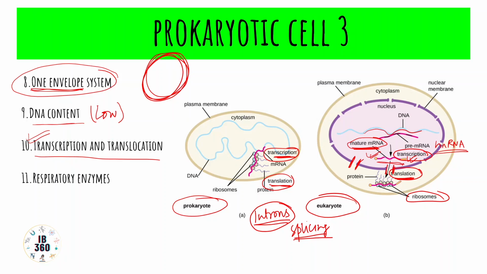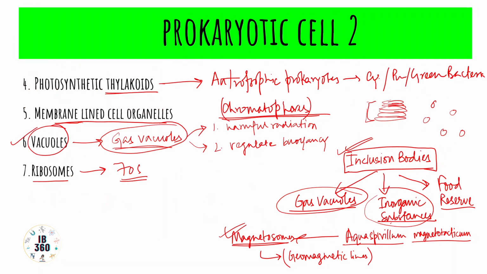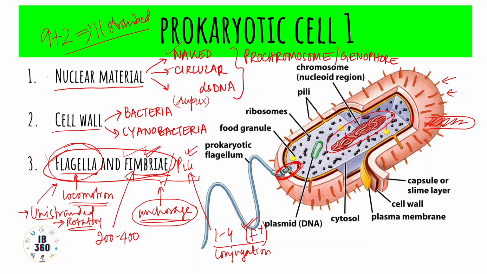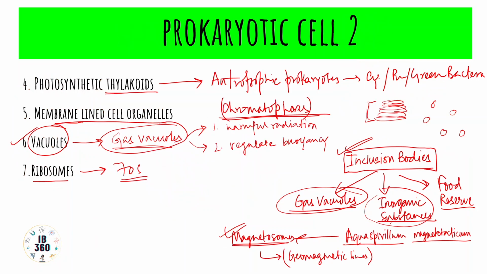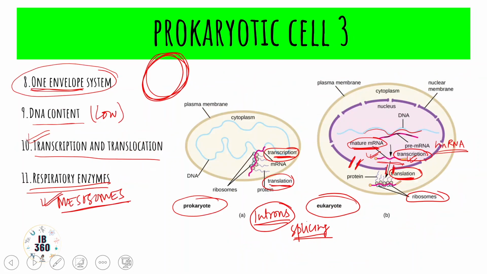Okay, now respiratory enzymes. Respiratory enzymes are found in mesosomes. We will talk in a much more detailed fashion about mesosomes in the next class. So for today we have discussed these 11 basic characters of the prokaryotic cell. We have talked about nuclear material, cell wall, flagella, fimbriae, the basic difference between flagella, fimbriae and pili, DNA packing in prokaryotes, then the photosynthetic thylakoids where they are found, the vacuoles, the inclusion bodies, and lastly the transcription-translation aspect and the respiratory enzymes.